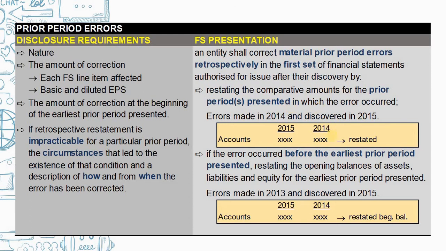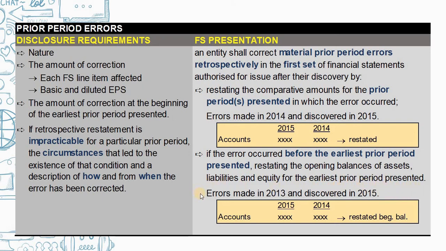So here, the comparative financial statements shall be restated as far as the prior period presented is concerned, and that is 2014. So it means that the amounts affected shall be restated. The next is, if the error occurred before the earliest prior period presented, restating the opening balances of assets, liabilities, and equity for the earliest prior period presented.